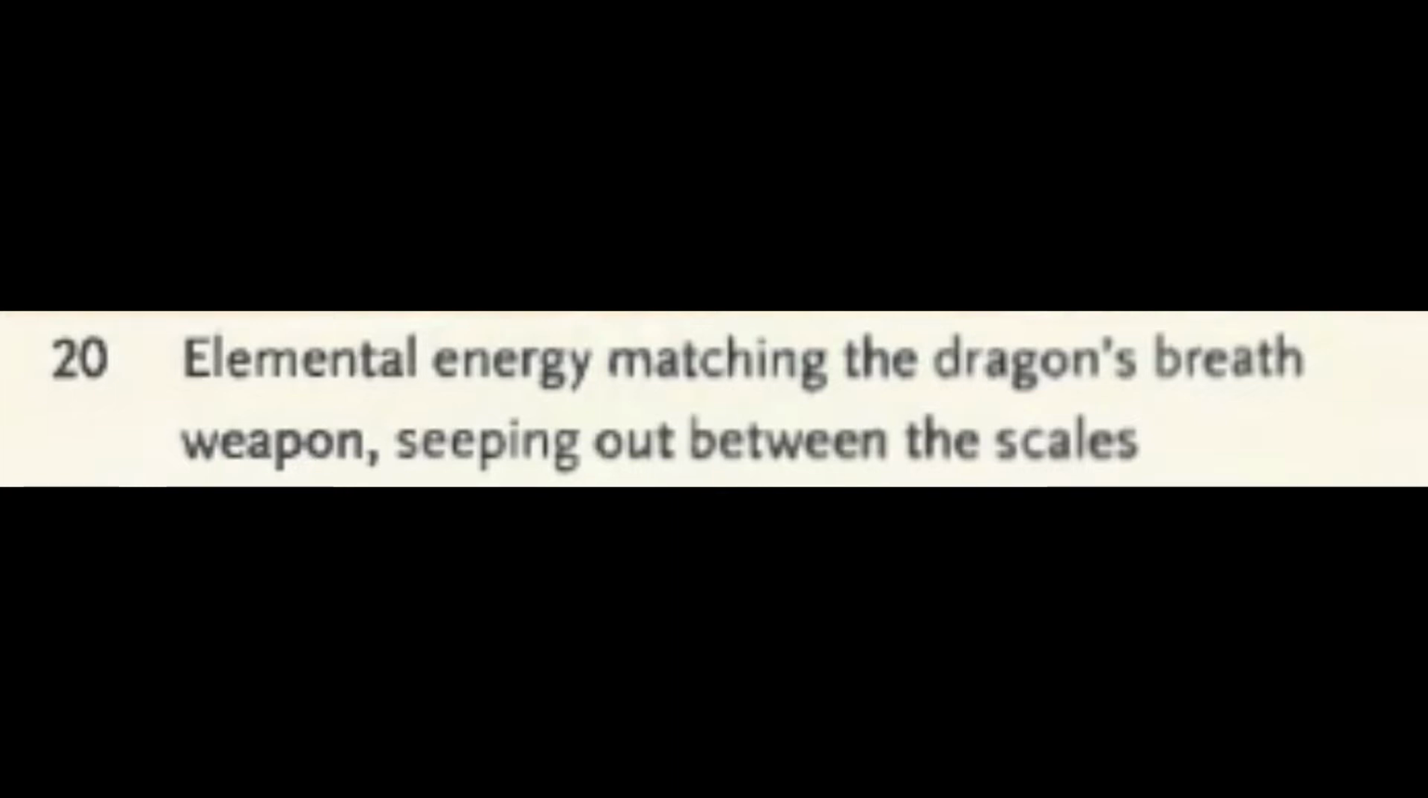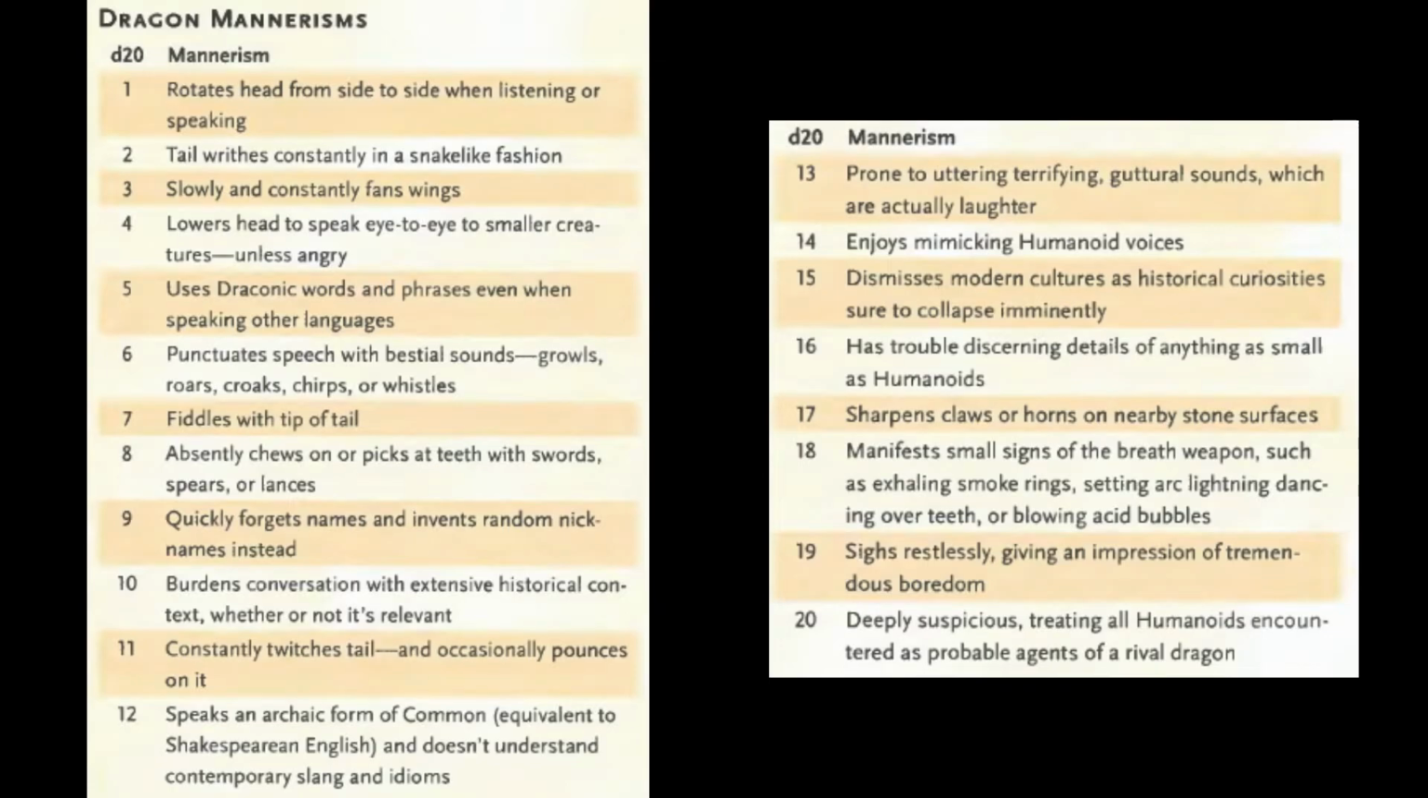The second chart is dragon mannerisms, and in this instance I got number 10, which is burdens conversation with extensive historical context, whether or not it's relevant. This one I actually didn't roll on because I skimmed through them, and that one was just too perfect for what I envisioned Nadar to be like. Which again, we'll get there. We'll get into more about my vision for him, at least the baseline of it.